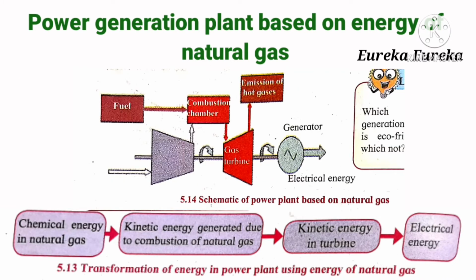Figure 5.13 shows transformation of energy in a power plant using energy of natural gas. Here, chemical energy in natural gas is converted into kinetic energy, and this kinetic energy is generated due to combustion of natural gas. This kinetic energy is used to rotate the turbine. This turbine is in turn attached to the electric generator, and in this manner electrical energy is generated.